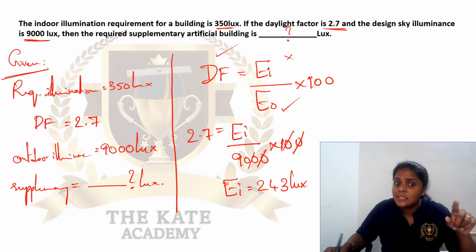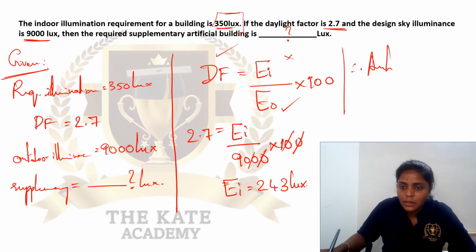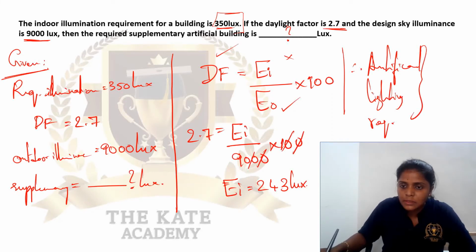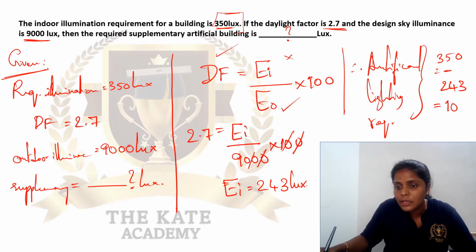But the standard is saying that 350 lux is required. So how much artificial is required? Therefore, the supplementary lighting requirement is 350 minus 243, which gives you the final answer as 107 lux.